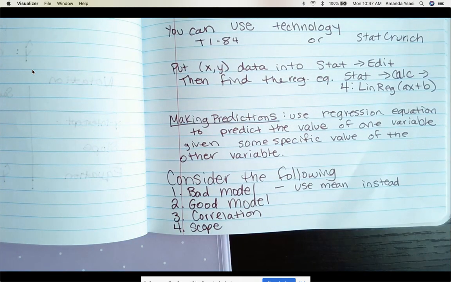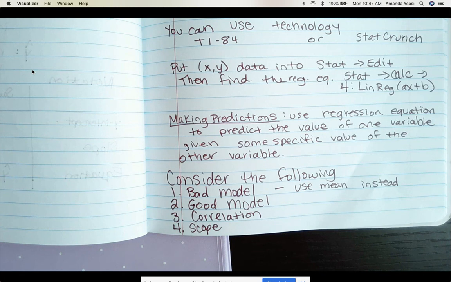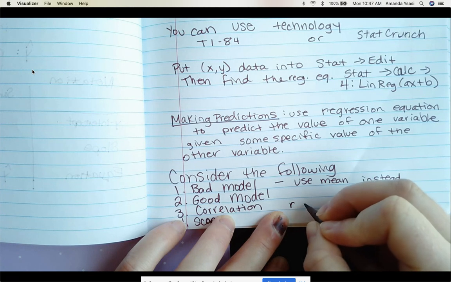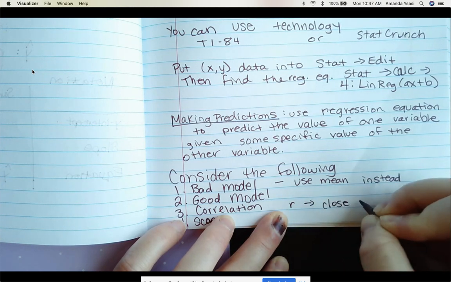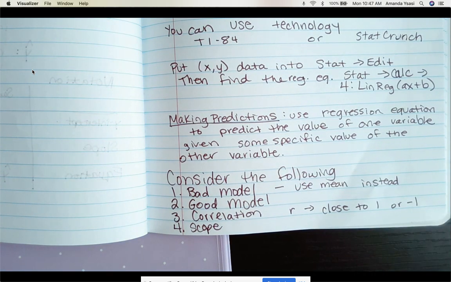If we have a good model, if you look at your scatter plot and your regression equation and it matches, then you can use that to make predictions. For correlation, use the regression equation for predictions only if the linear correlation coefficient indicates that there is a linear correlation between the two. Remember, with r, we want r to be close to 1 or -1. If it's close to 1 or -1, that tells us there is a strong correlation. If it's close to 0, it is not a good correlation.